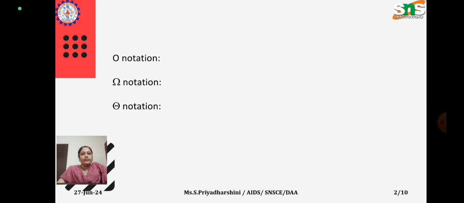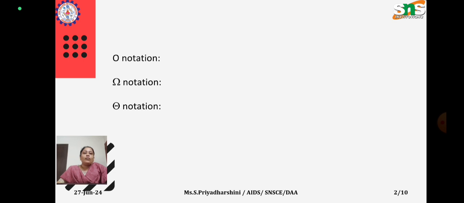So, usually the analysis of an algorithm is done based on three cases. First one is the best case, which is omega notation. Second one is the average case, which is also called theta notation. And the worst case, which is big O notation. So all of these notations we are going to discuss in detail.